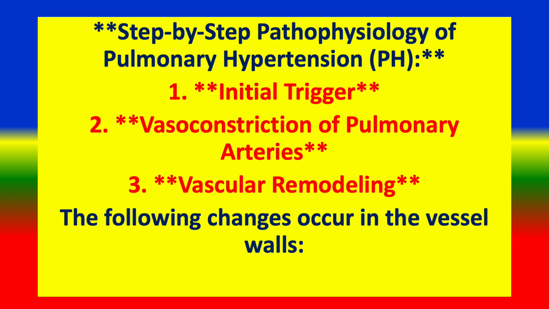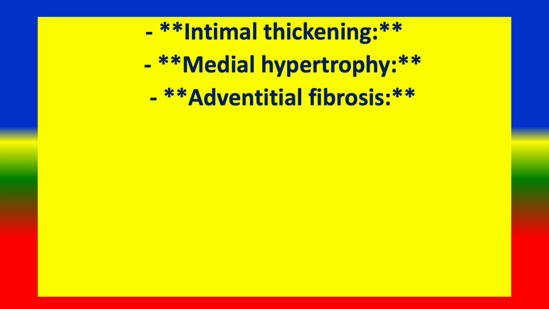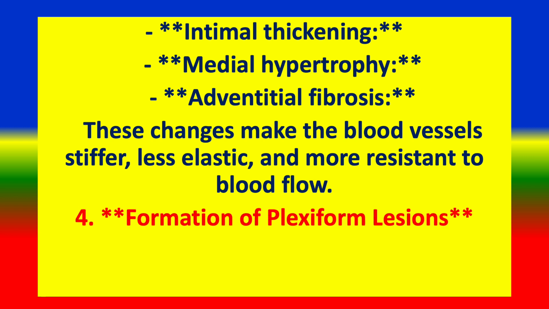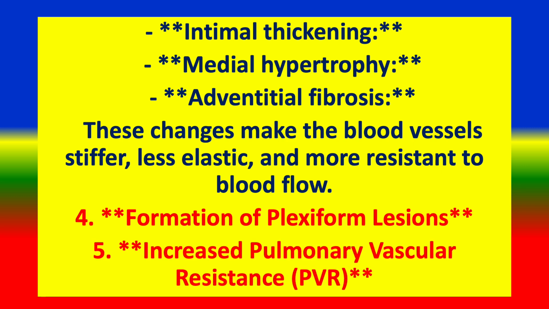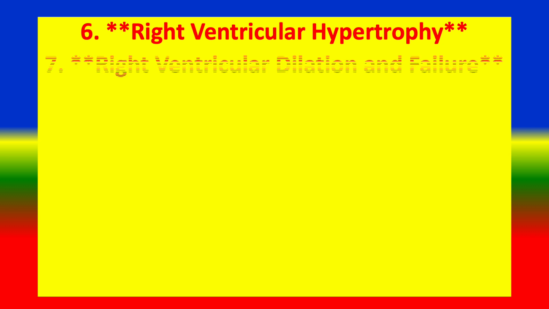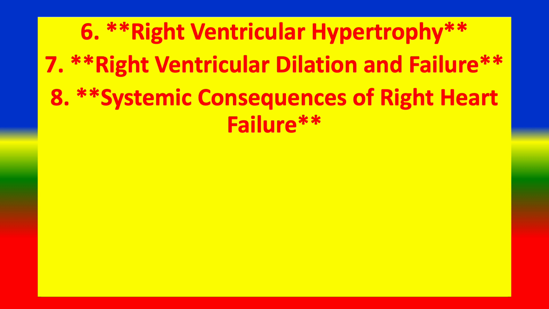The following changes occur in the vessel walls: intimal thickening, medial hypertrophy, advanced fibrosis. These changes make the blood vessels stiffer, less elastic, and more resistant to blood flow. 4. Formation of plexiform lesions. 5. Increased pulmonary vascular resistance, PVR. 6. Right ventricular hypertrophy. 7. Right ventricular dilatation and failure. 8. Systemic consequences of right heart failure.